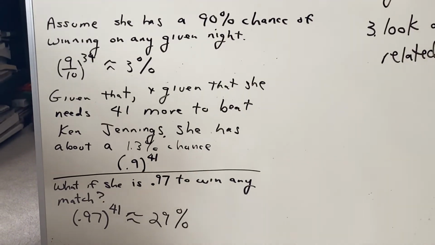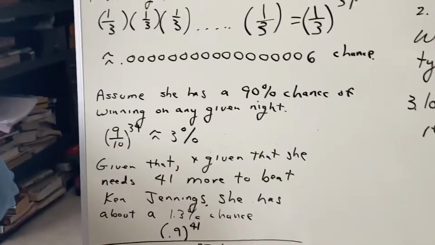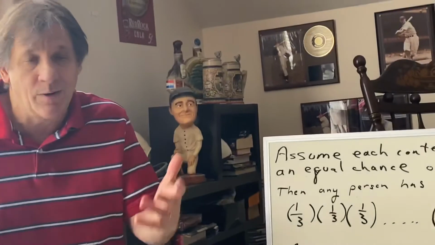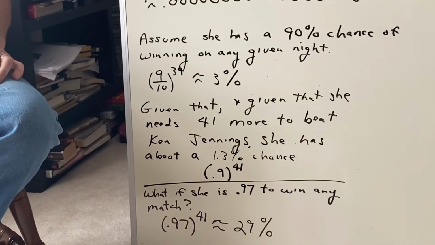Now, you can play around with these numbers. Some people might think, you know what, I think she's better than 90%. Again, it's kind of gut feel. Nobody's right here. Nobody's wrong. One person might say 95. One person might say 88.